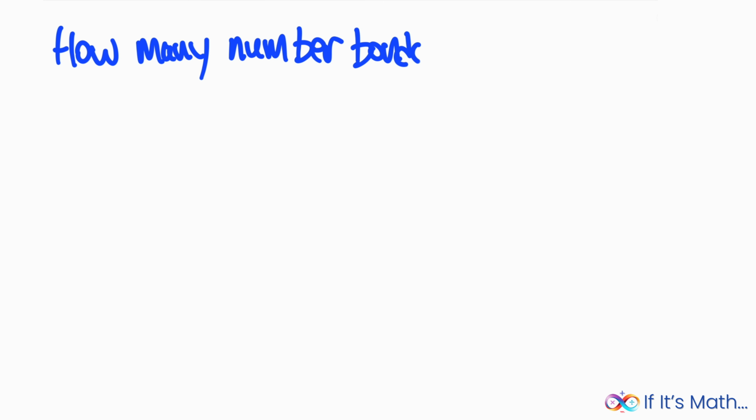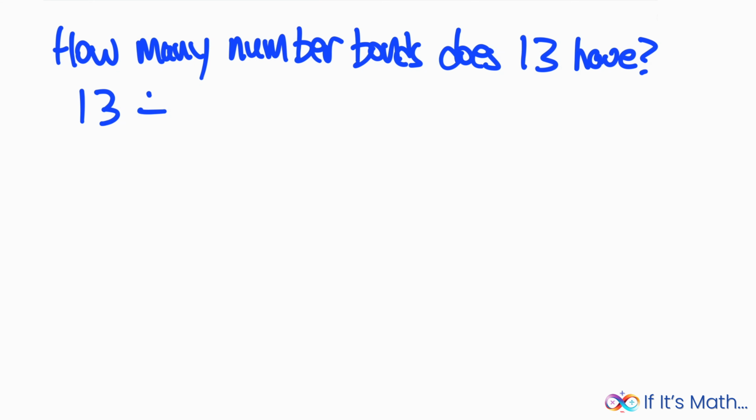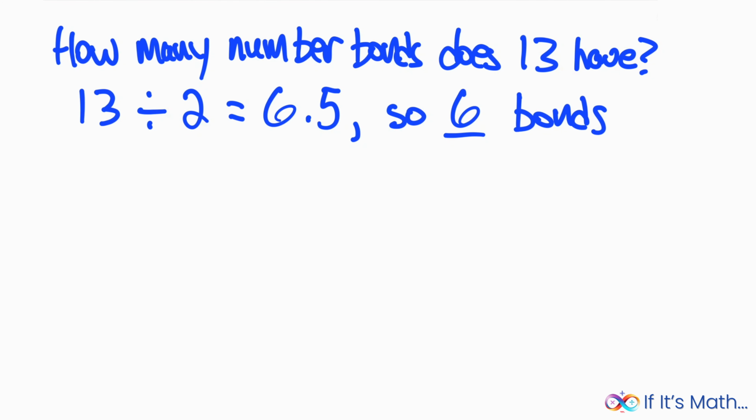Let's look at one more example. If you wanted to answer the question, how many number bonds does 13 have? You go through the same process. 13 divided by 2 is 6.5, and again, you just ignore whatever that remainder is. So there are 6 number bonds for 13.